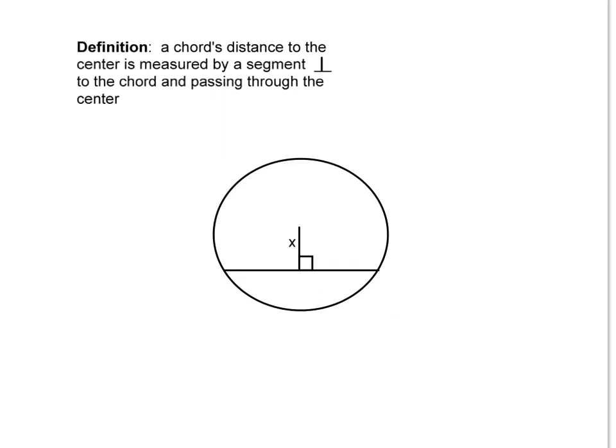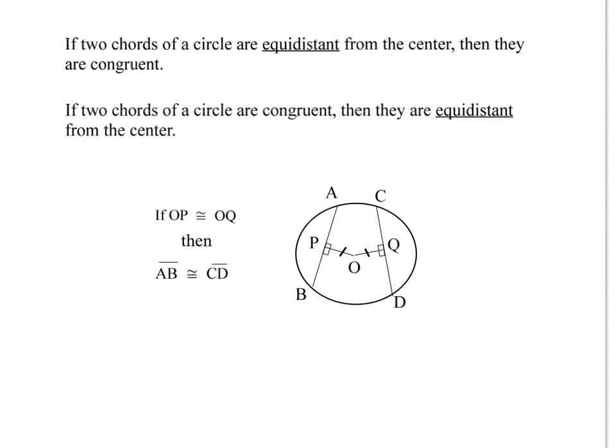The next thing, a definition: a chord's distance to its center is measured by a segment that's perpendicular to the chord. So if I take this chord right here, and I want to know how far it is from the center of my circle, I'm going to draw a segment from the center to the chord that's perpendicular to the chord. So x, this distance right here, is my distance from the chord to the center of the circle. If two chords are equidistant from the center of a circle, then they are congruent.